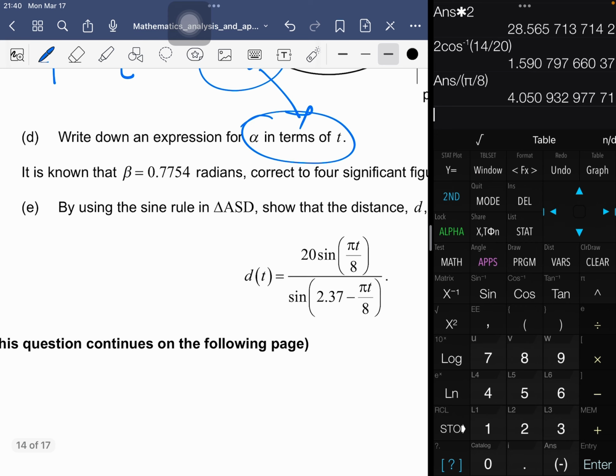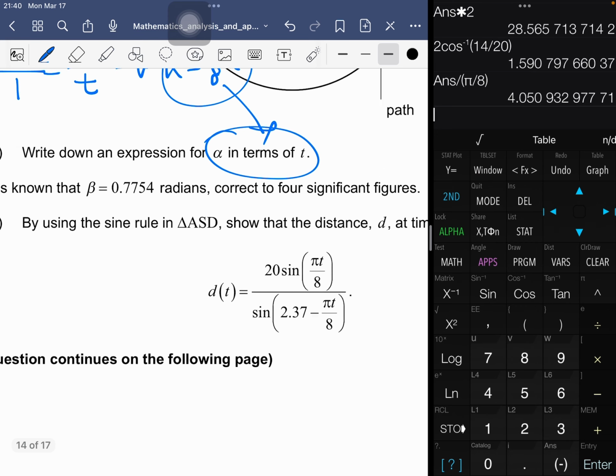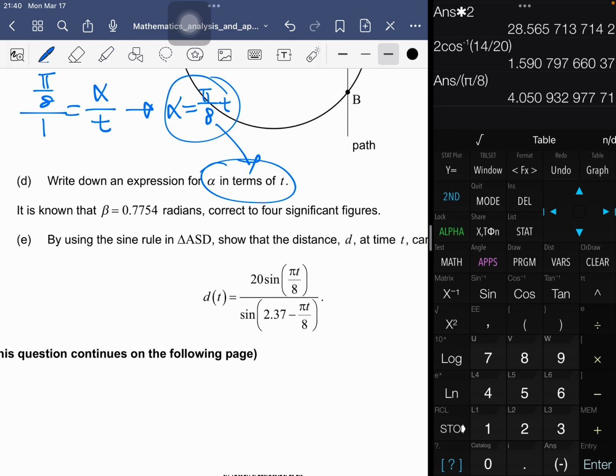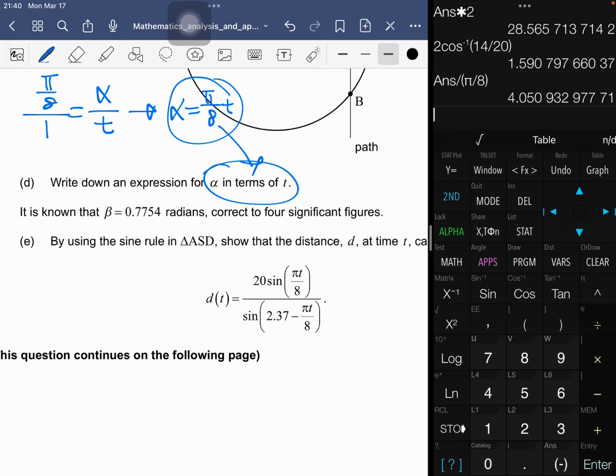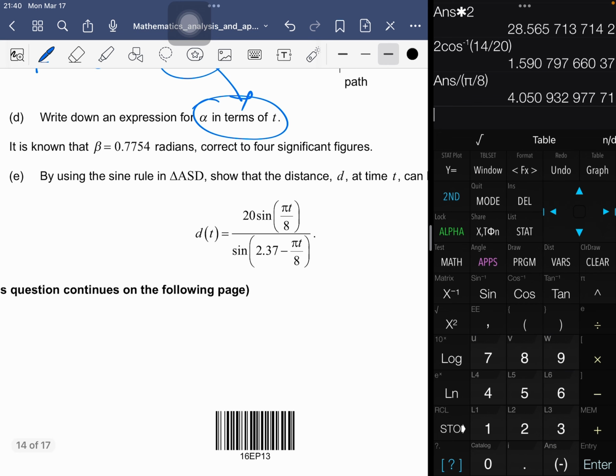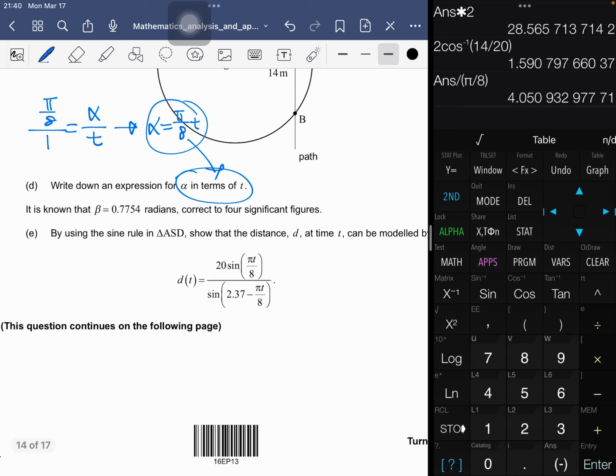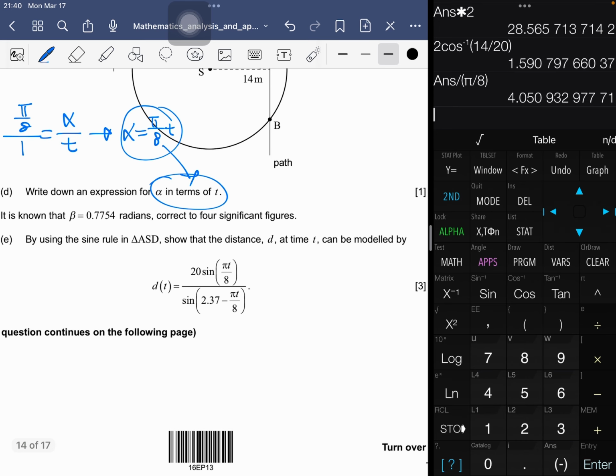It is known that beta is 0.7754 radians, correct to four significant figures. By using the sine rule in triangle ASD, show that the distance d at time t can be modeled by this.